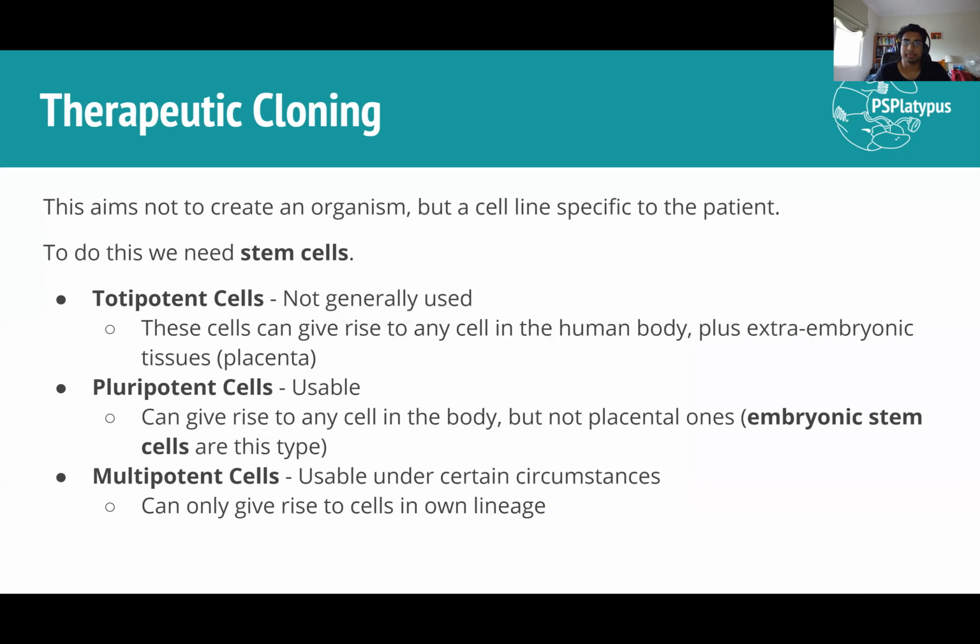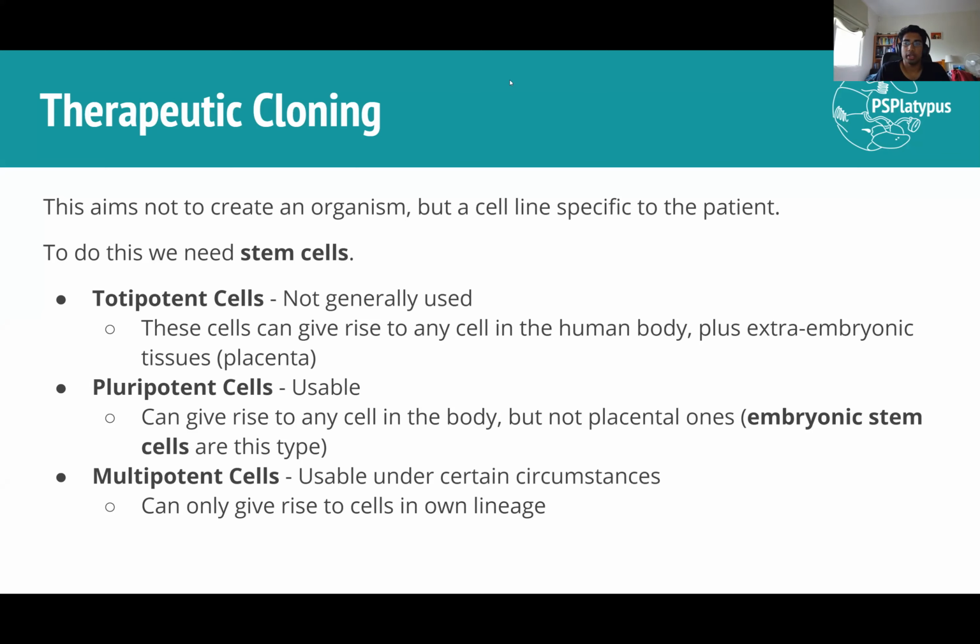Okie dokie. So the second technology you need to know about is called therapeutic cloning. So we're not trying to make an organism, that would be reproductive cloning. In therapeutic cloning, we're trying to make basically a whole bunch of cells, which are the patient cells, but we're trying to make patient-specific stem cells, okay? So we have 3 classifications here for the ability of cells to differentiate, basically.